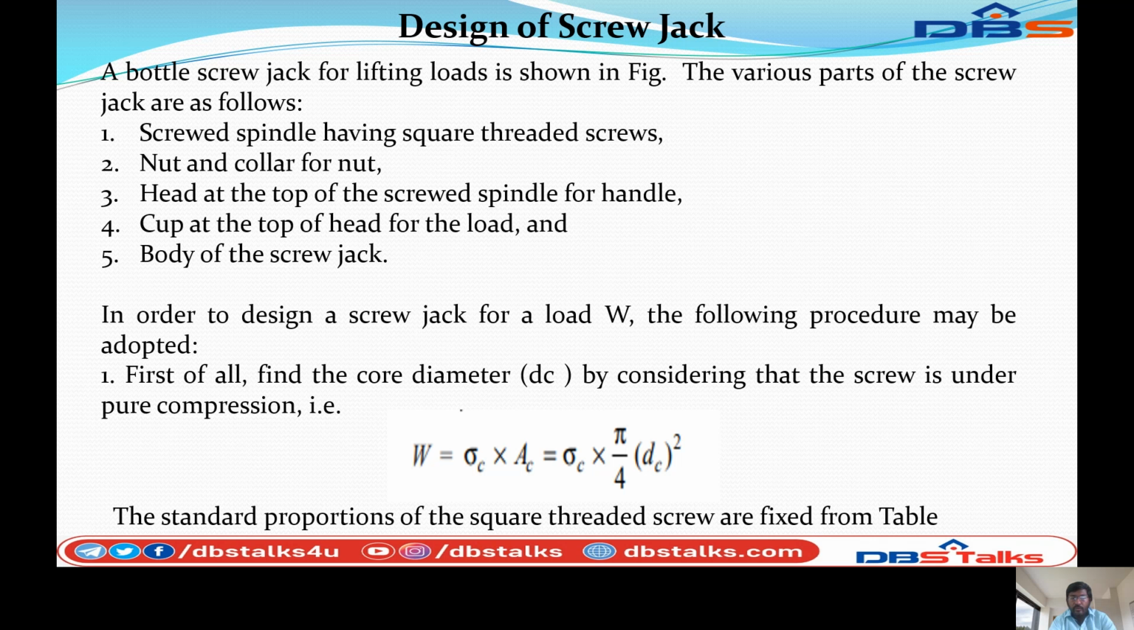So first of all, find the core diameter by considering the screw under pure compression, that is, load W equal to sigma c into Ac. Area A equal to pi by 4 D square. This is the standard formula. W equal to sigma c into Ac. Substituting the values, sigma c into pi by 4 into Dc square. The standard proportions of the square threaded screw are given in a table.